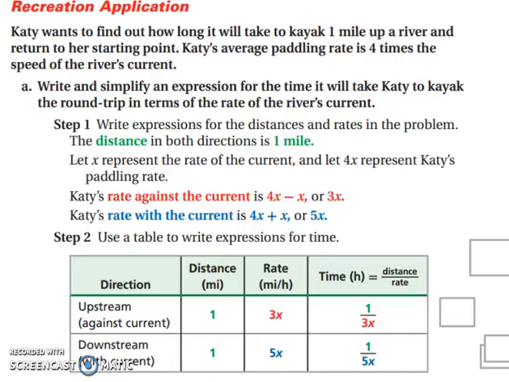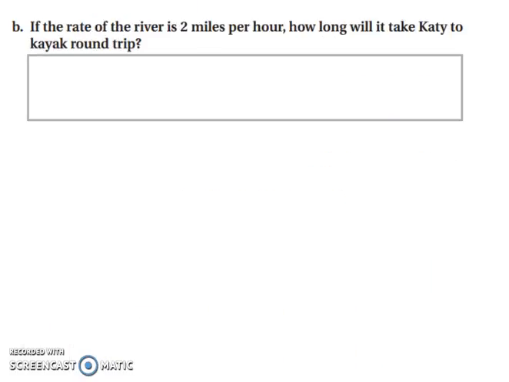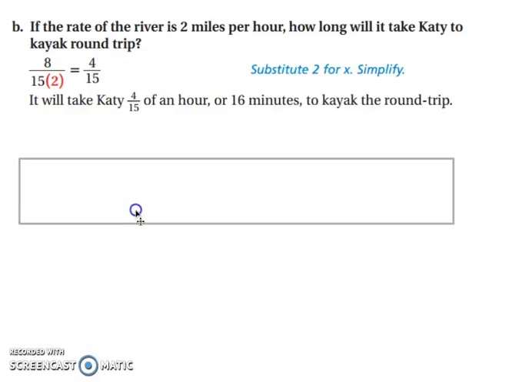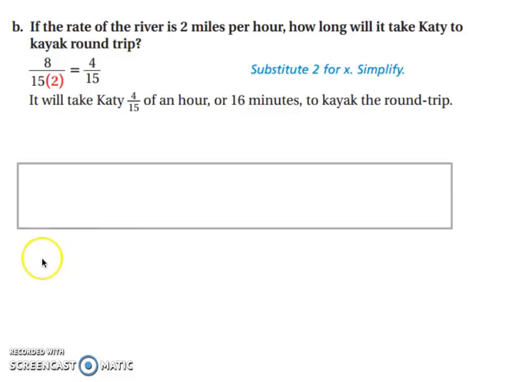We can continue this. So if the rate of the river is 2 miles per hour, how long will it take Katie to kayak the round trip? So we would substitute 2 in. So we have 8 over 15 times 2, which is going to equal 16 over 15... which is going to equal 4 over 15. So it will take Katie 4/15 of an hour, or 16 minutes, to kayak the round trip. And that ends our video lesson on adding and subtracting rational expressions.